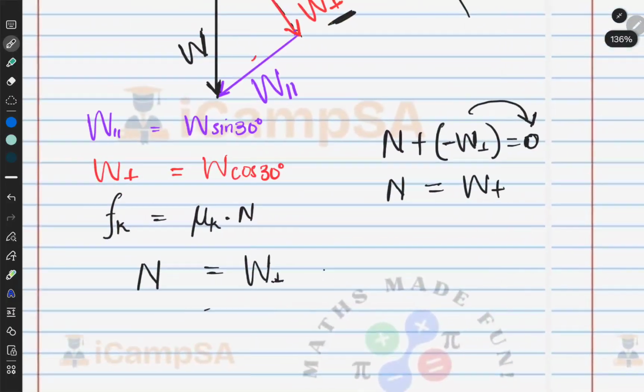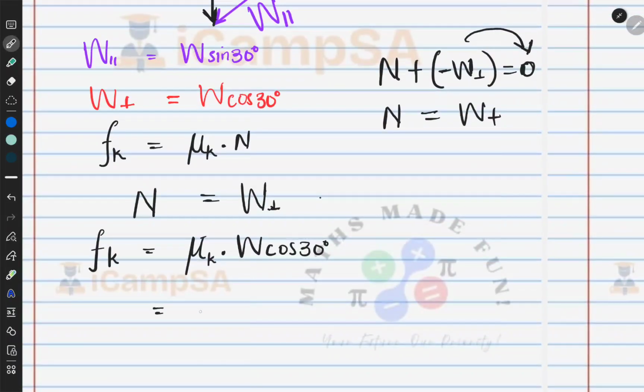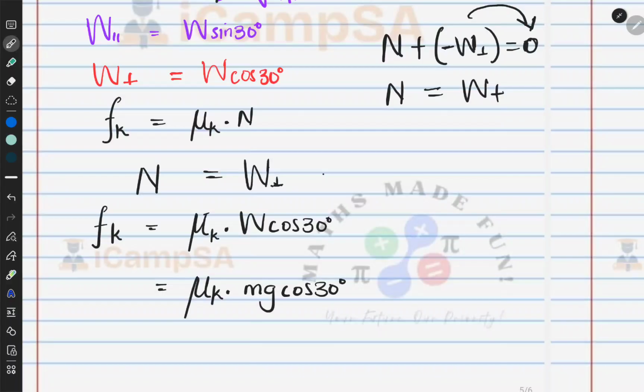Okay, and we know that weight perpendicular is weight cos 30. So we can therefore say F_K is simply mu_K times weight cos 30 degrees. Some say, once you practice enough, you'll just say mg cos 30 degrees. Then we can sub in our values. We have 0.3 times m, which is 2 kilograms, times 9.8 times cos 30 degrees.